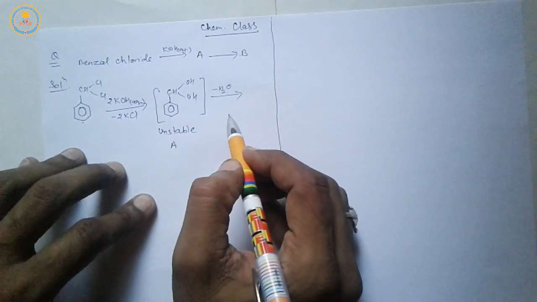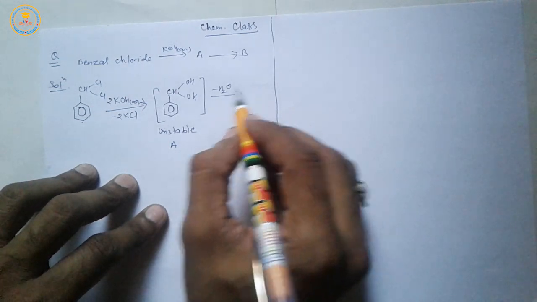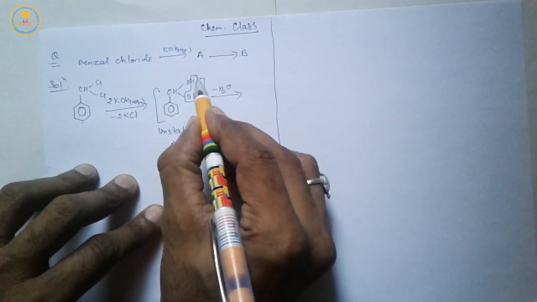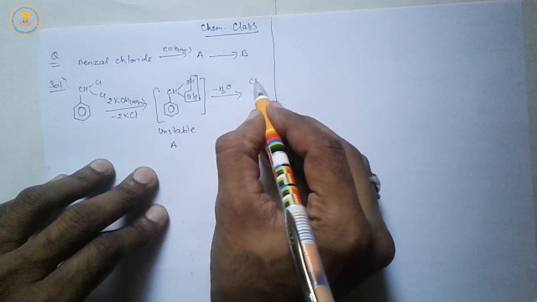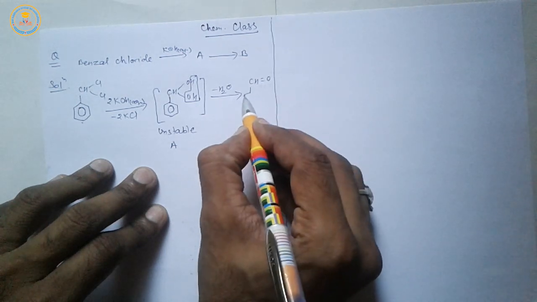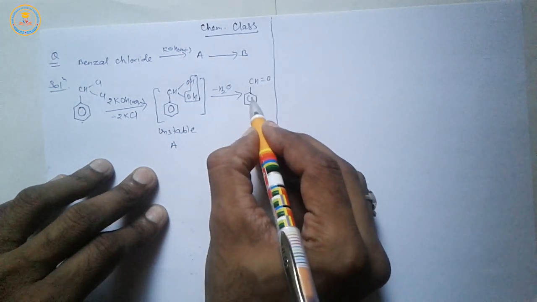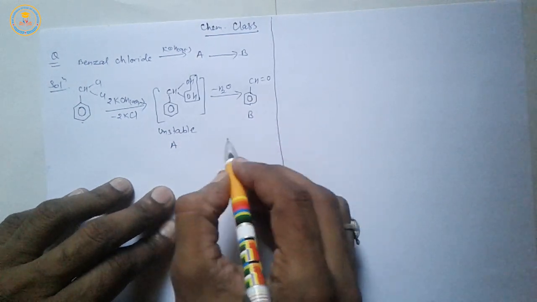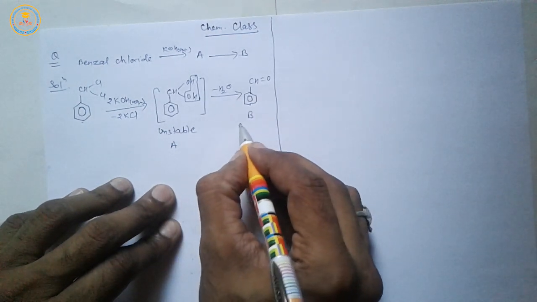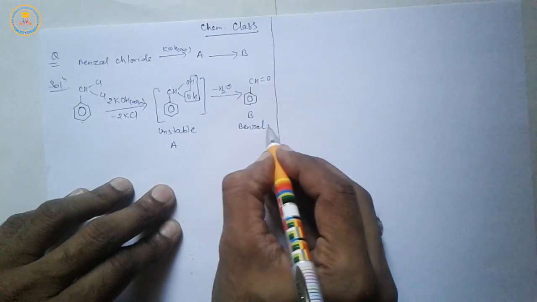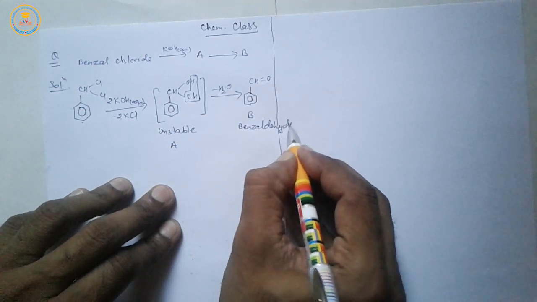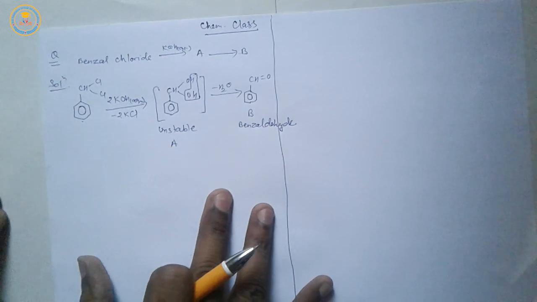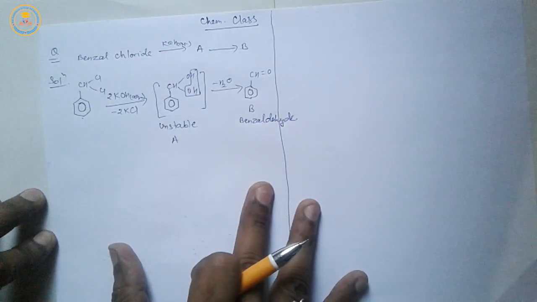After removing one water molecule like this, benzyl alcohol is converted into compound B, which is called benzaldehyde. So I hope your answer is right.